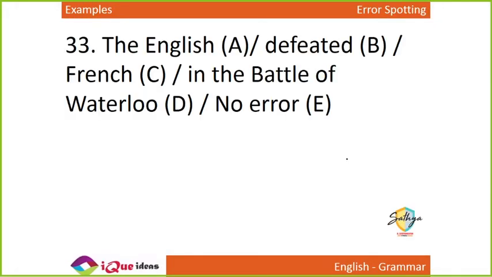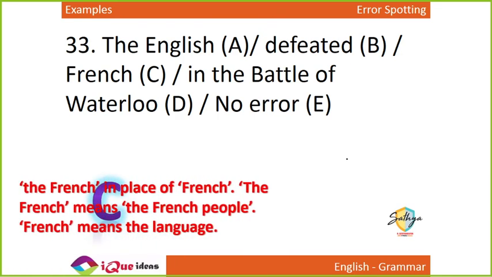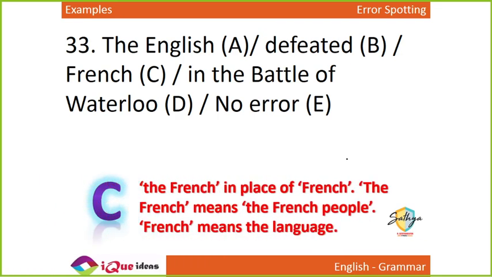The English defeated French in the Battle of Waterloo. Without the definite article, French refers to the language. The English refers to the English people. People cannot defeat a language. People defeat people in wars. So the English defeated the French in the Battle of Waterloo.